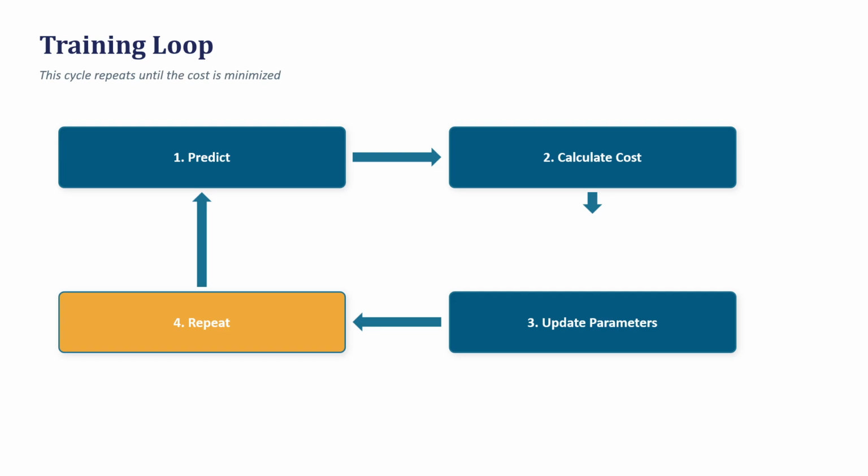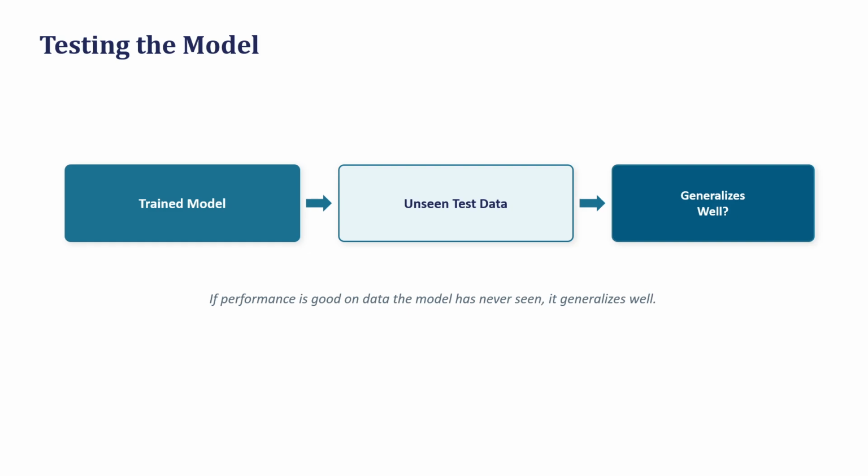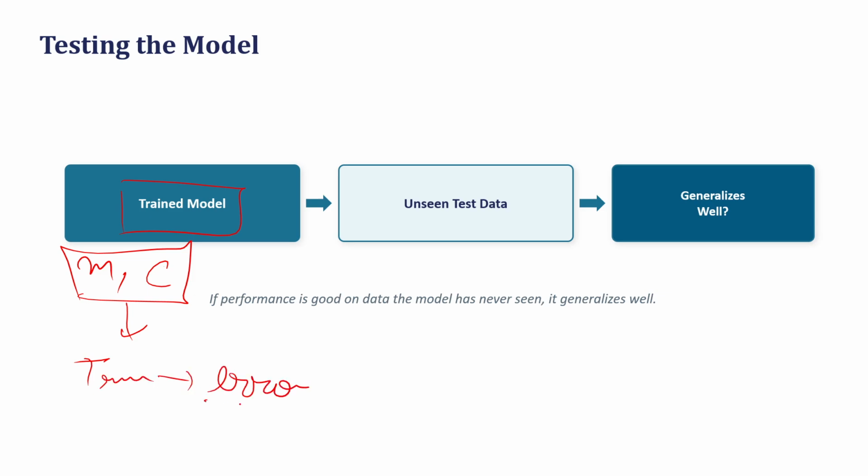So the training loop is an overall iterative process. You make predictions, you calculate the cost, you update the parameters, you repeat. Testing the model: you have trained the model, you figure out good M and C values, and you feel that on training data the error is reduced a lot. Now you test the model on unseen data.